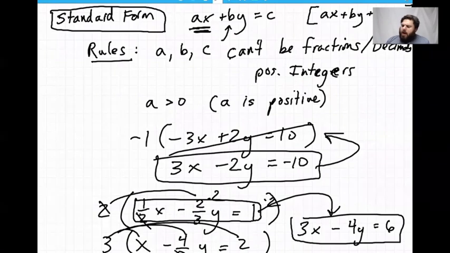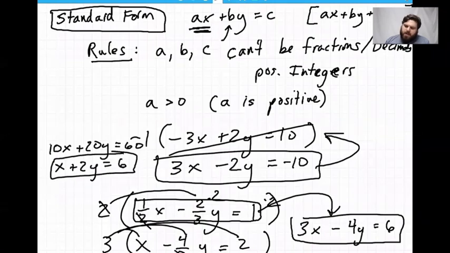And if there was a common factor, like if it was 10x plus 20y equals 60, you would want to reduce that by dividing everything by 10, making it x plus 2y equals 6. You do want these to be in a reduced form. But that's about all I can tell you with standard form. Although I do want to talk about graphing.